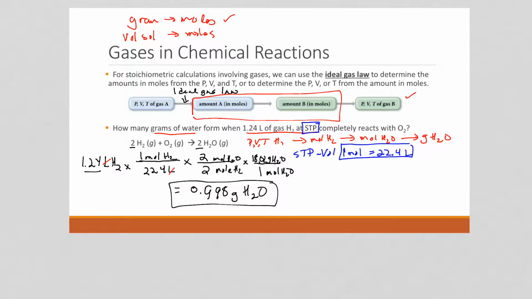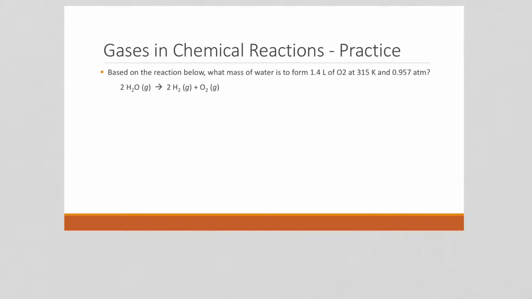So let's do one more problem, this one not at STP. So in this case, based on the reaction below, what mass of water, whoops, left out a word here, sorry, is needed to form 1.4 liters of O2 at 315 Kelvin, 0.957 ATM. So again, we're after the mass of water, and what we know about is the O2.